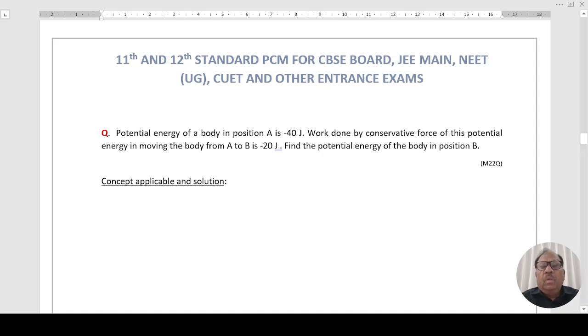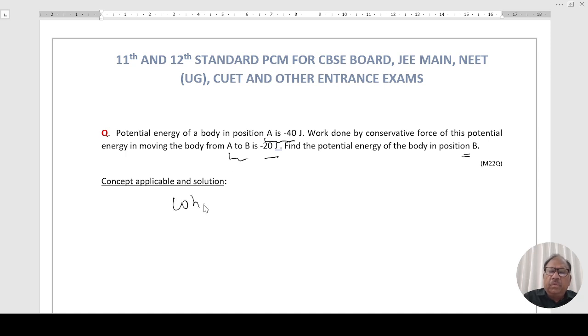Question is, potential energy of a body in position A is minus 40 joule. Work done by the conservative force as the body moves from point A to B is minus 20 joule. Find the potential energy of the body in position B.